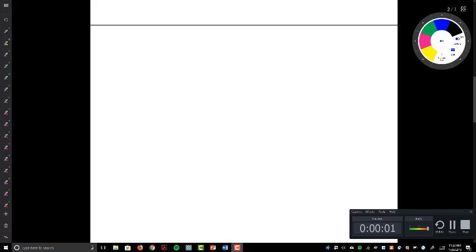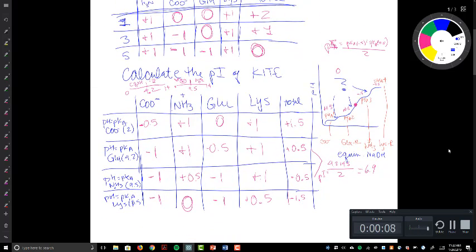So now I'm going to show you an alternative way to calculate the pI for the peptide KITE. Last time, what we did is we calculated the charge of each ionizable group at each pKa, and then we found where we go from +0.5 to -0.5. You may be wondering why I did that, so I'll show you my rationale and another way of calculating the pI.